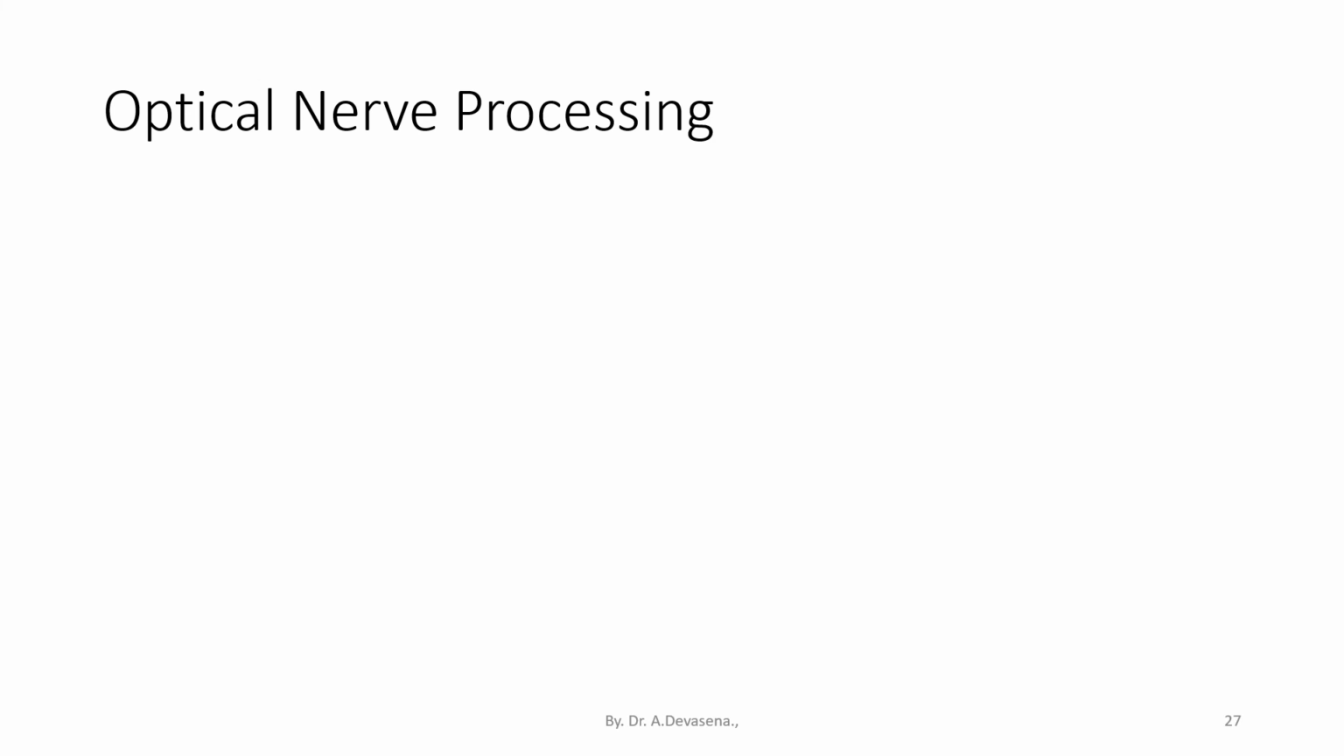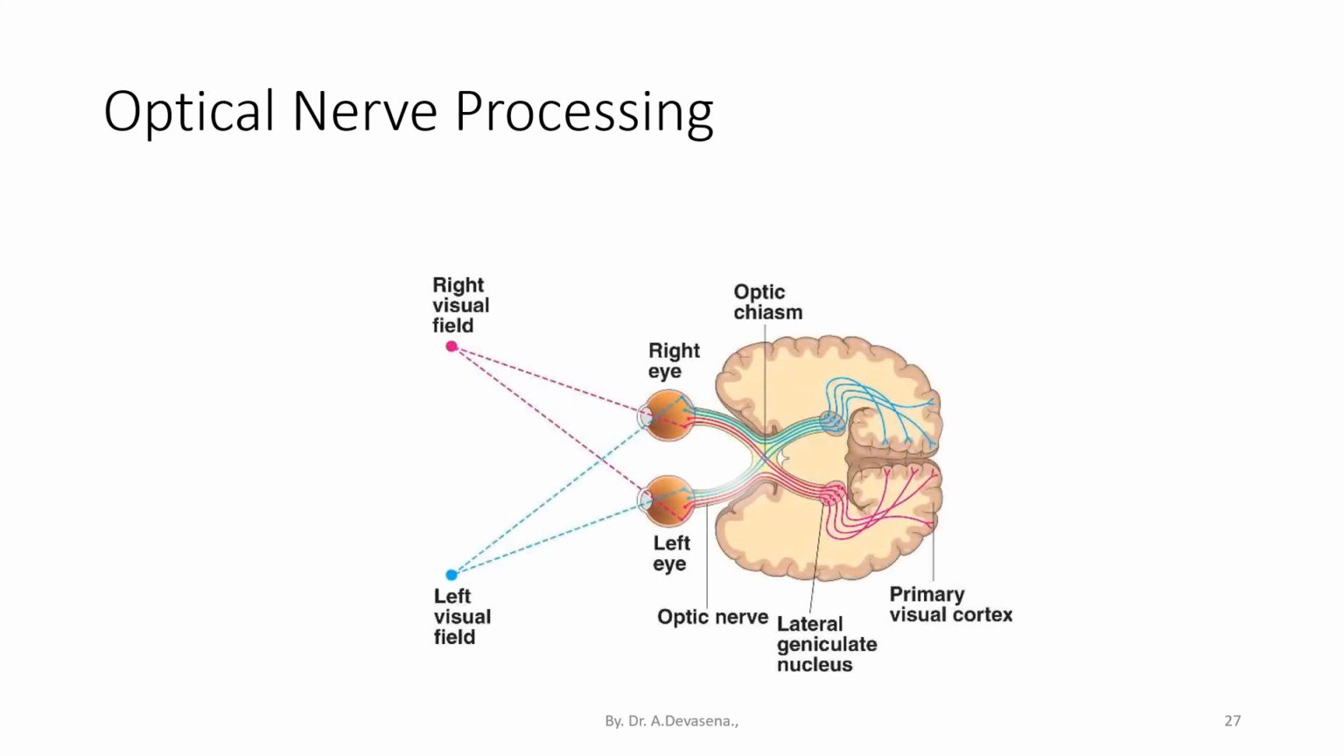Optic nerve processing representation is shown here. This is the representation: right visual field and left visual field are passed to the human eyes. From there it is passed to the brain.